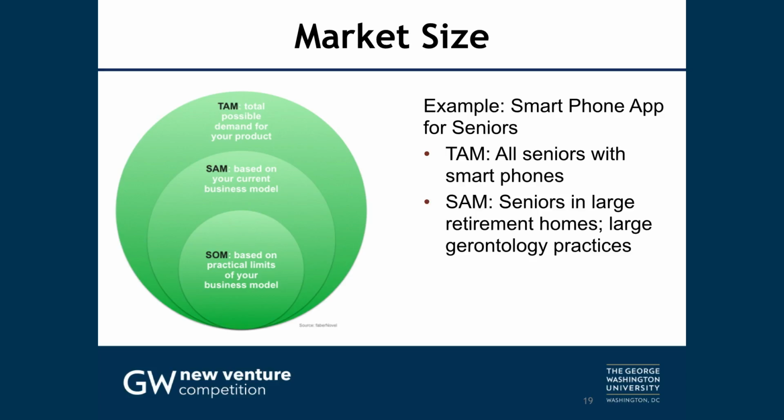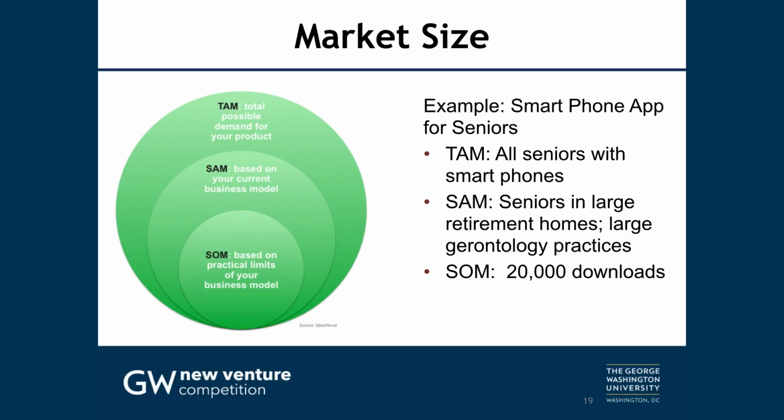Served available market would be seniors in large retirement homes and who use large gerontological practices, because that's the distribution channel that you've chosen in your current business model. And then finally, your served obtainable market is 20,000 units, because that's what you're projecting to sell in the first year. So in this particular example, we've projected 20,000 downloads.